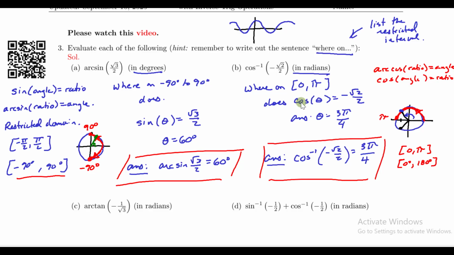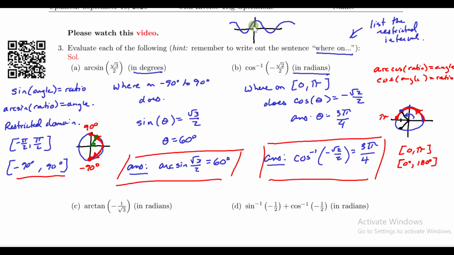First, if I take the cosine of 3 pi over 4, I do indeed get minus the square root of 2 over 2, but also 3 pi over 4 lies in the interval 0 to pi. So I would not, for example, give the answer 5 pi over 4, even though the cosine of 5 pi over 4 is also minus square root of 2 over 2, because it's not in that restricted interval.